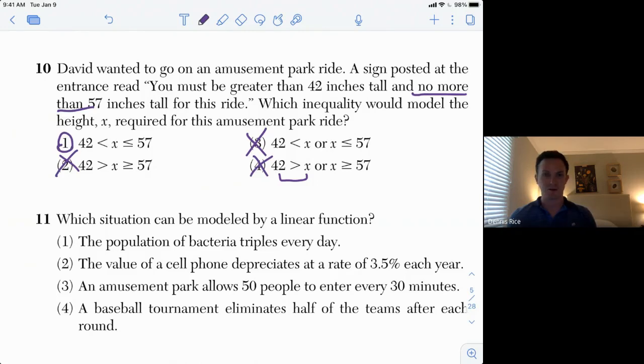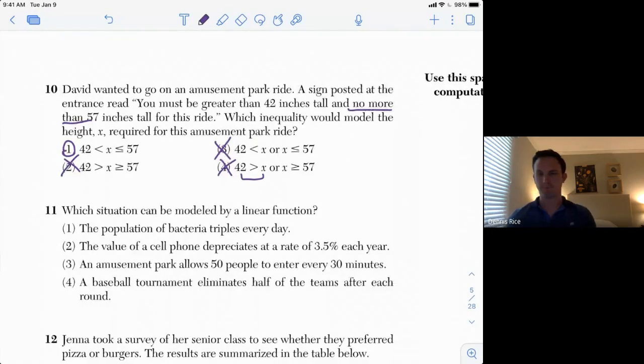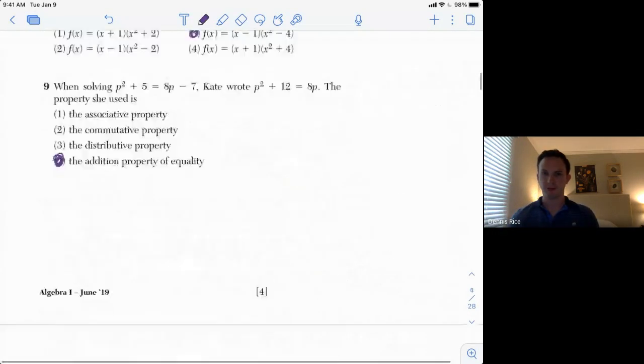Was this actually a Regents? What do you mean? What is he talking about? Yeah, I mean that. Yeah. I didn't make this up.